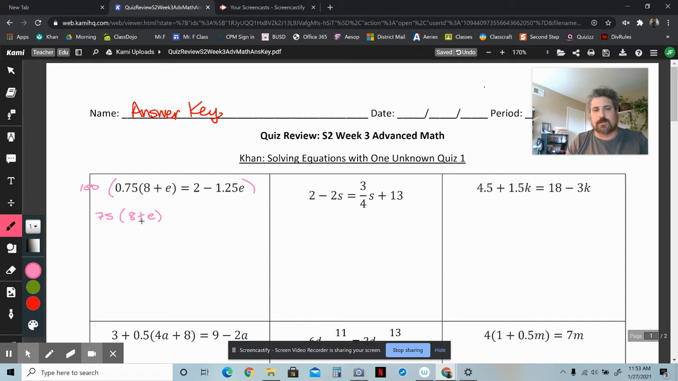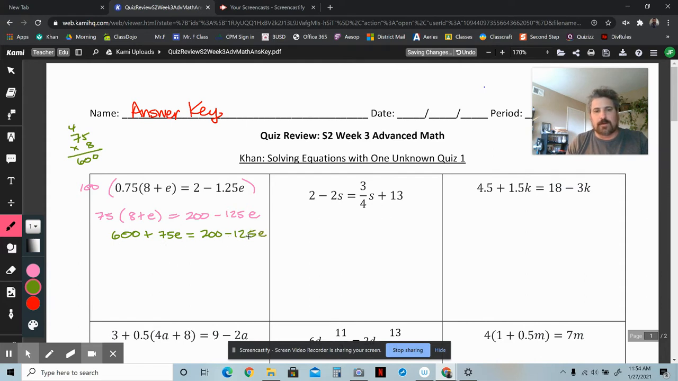That's just going to be 75 times the quantity of 8 plus e is equal to, and then over here we're going to get 200 because 100 times 2 is 200. And then 100 times negative 1.25e is negative 125e. All right, now ultimately at this point, the next thing you would do is distribute. So 75 times 8, and then 75 times e. Let's do a little math real quick. 8 times 5 is 40. 8 times 7 is going to be 56, plus 4 is 60. So you're looking at 600 there. So that's 600 plus 75e is equal to 200 minus 125e.